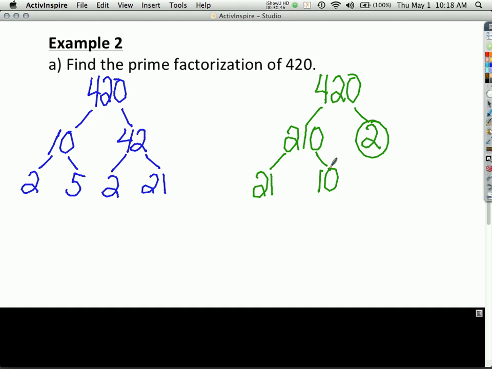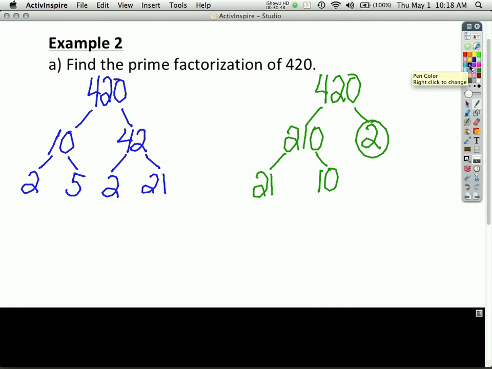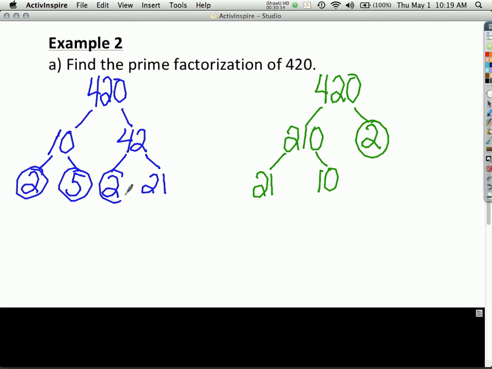I'm going to go back to the blue one. Now I'm checking for prime. 2, prime number. 5, prime number. 2, prime number. 21, not prime. I need a factor pair for 21. Factor pair, Amani? 7 times 3.